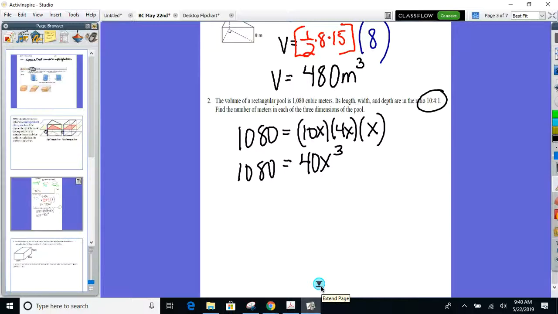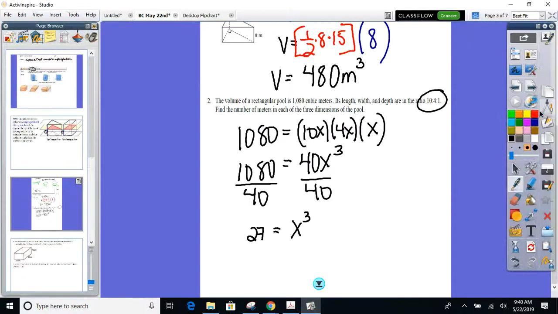Next step, Orion. Not out of the woods yet. You cannot take this cube root of this yet. It needs to be by itself. So yes, divide both sides by 40. X cubed equals 27.